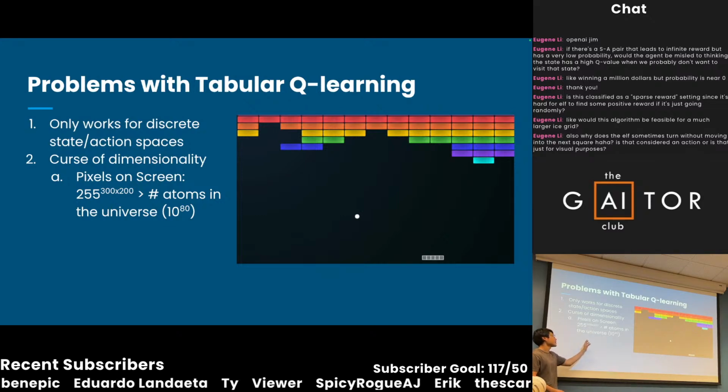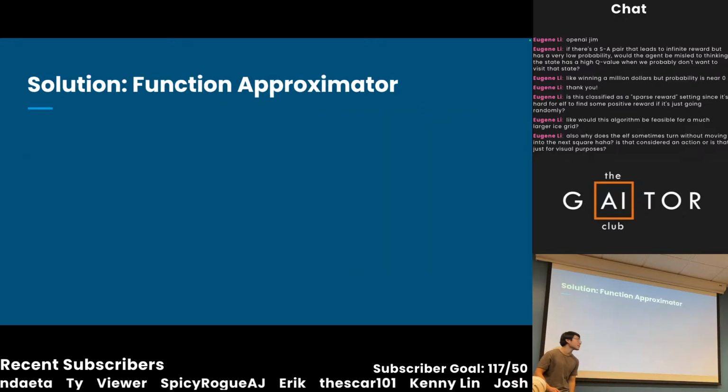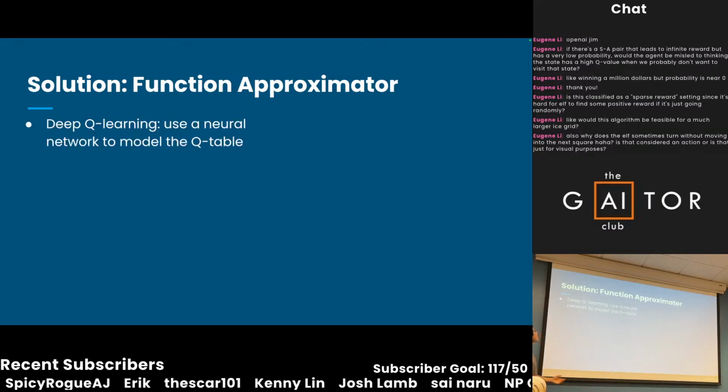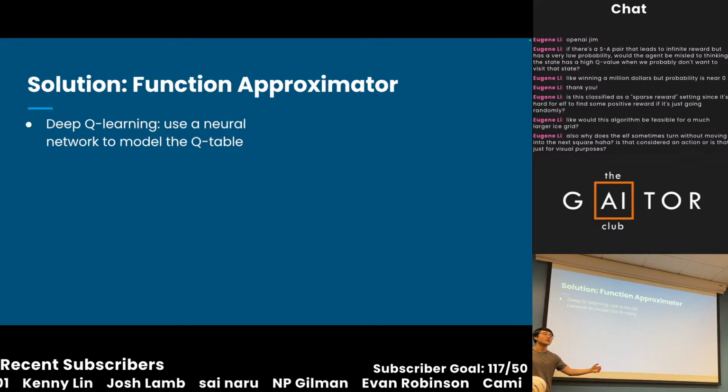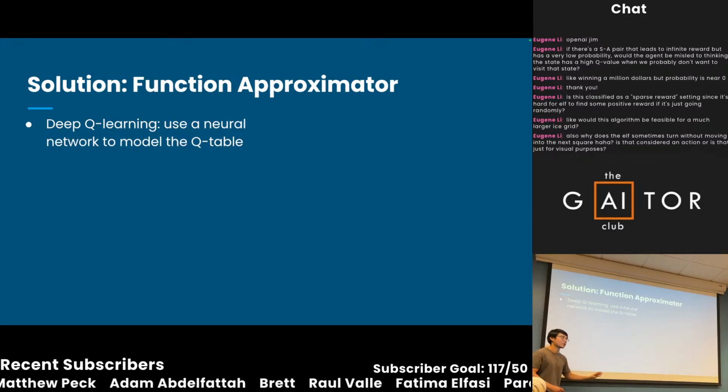The curse of dimensionality essentially says that the state space explodes exponentially as the number of dimensions grows. So the solution is to use a function approximator, which is neural networks. One approach is to use a neural network to model the Q table. You have the state as input, and it outputs the Q values for all the possible actions as different outputs. If you have 4 different actions, it'll give you the Q value for each of those 4 actions as 4 separate outputs. Does that make sense? You can literally replace the table with a neural network. It actually works really, really well.